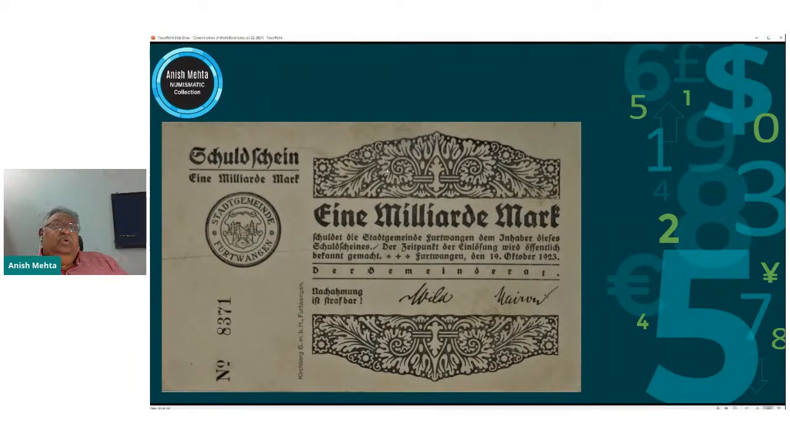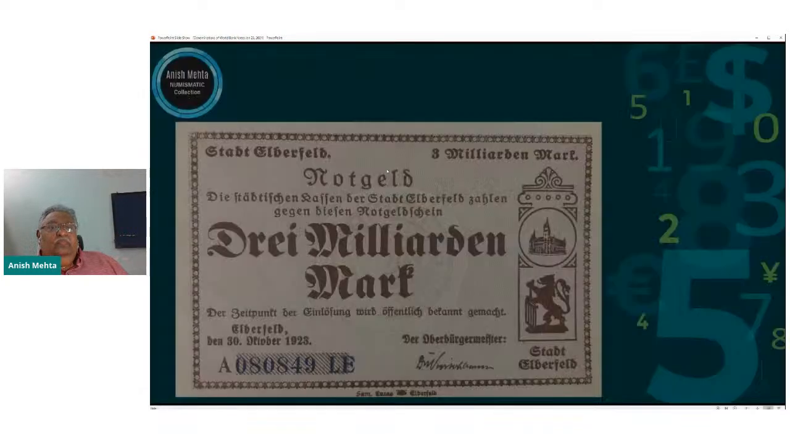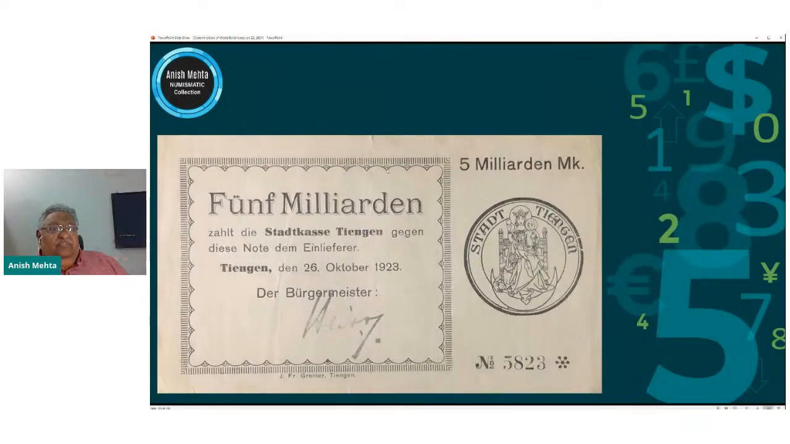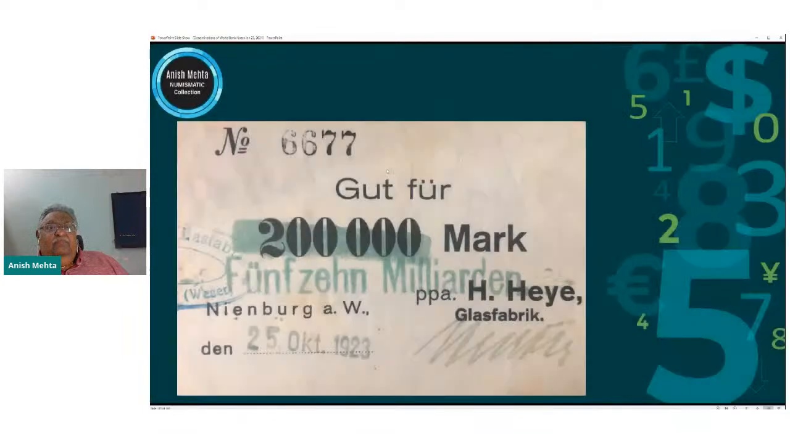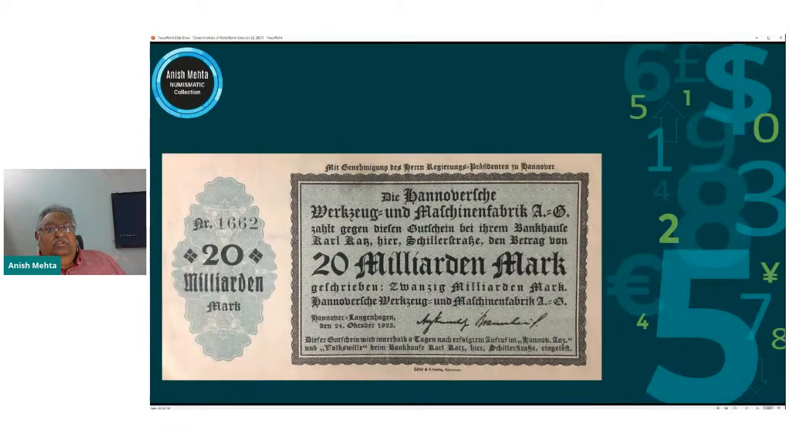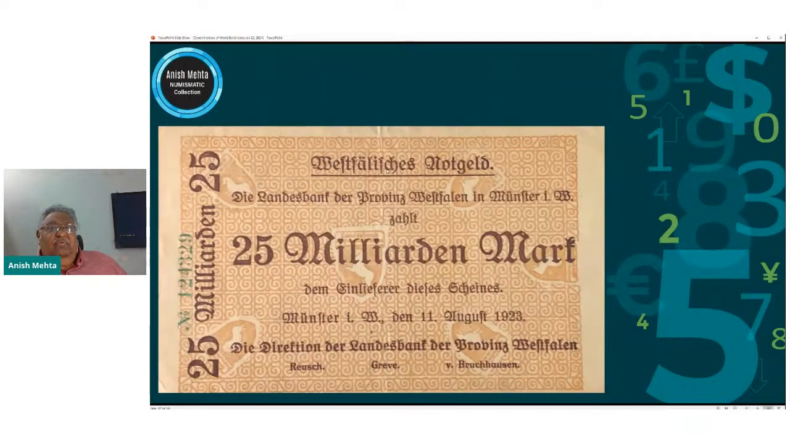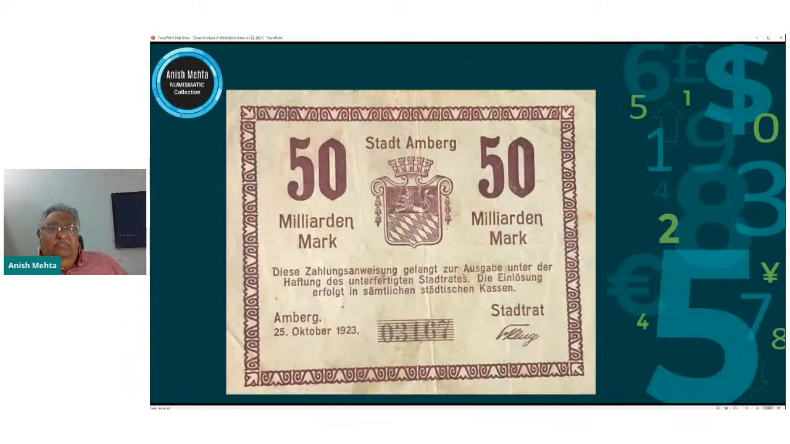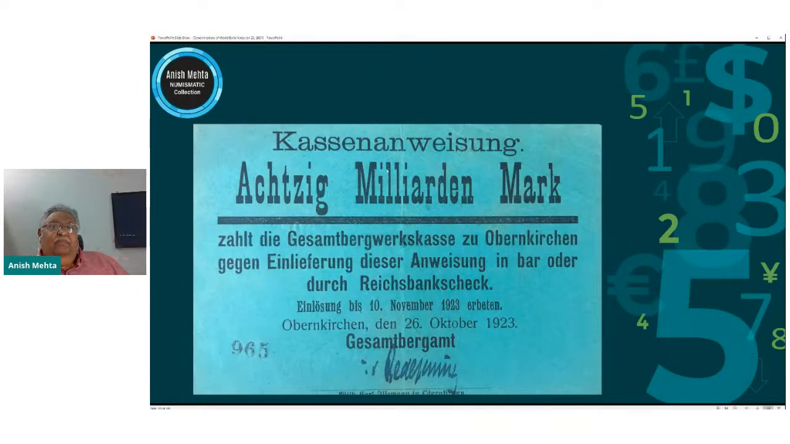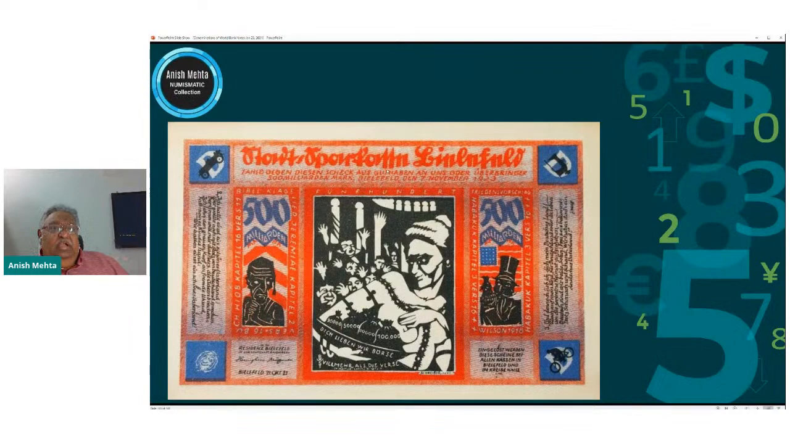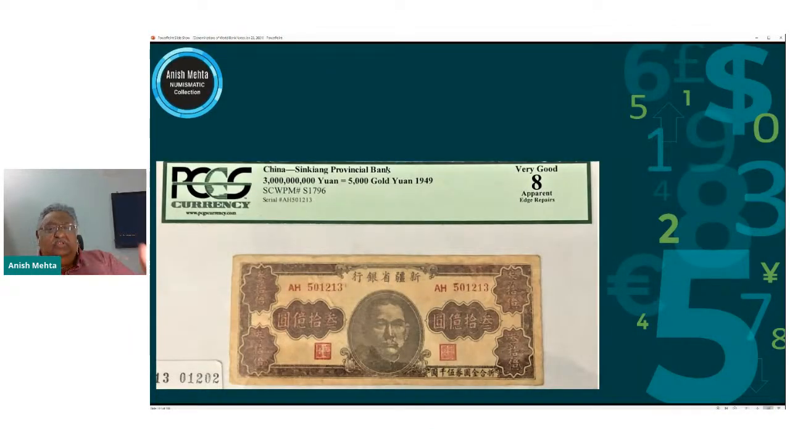These are denominations which were issued in Germany, which is basically equivalent to the billions. So Milliardad is actually 1 billion. So this is 1, this is 2, this is 3, this is 5, this is 10, this is 15, this is 20, 25, 30, 50, 80, 100, 200, 500.